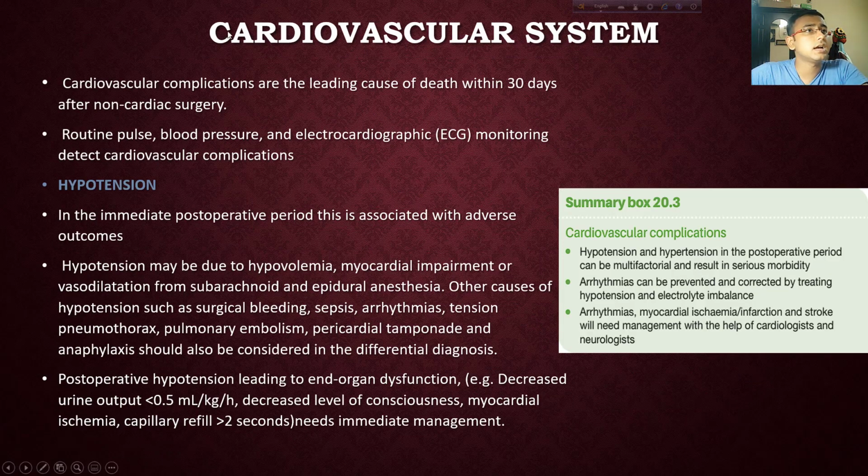Now the cardiovascular system is the second most important complication that may cause increased mortality and fatality rate. Okay, so that is a cardiovascular complication. First, you can check things like pulse, blood pressure, and echocardiography, and that will indicate whether there is any cardiac complication present or not.